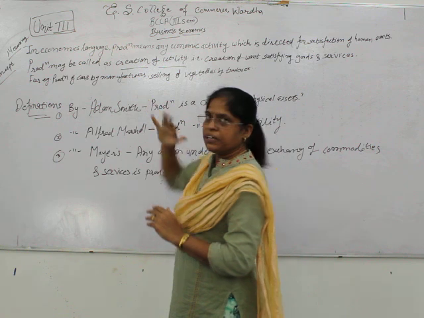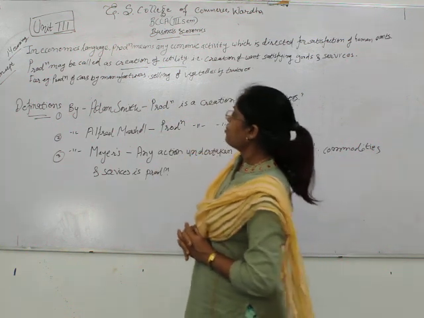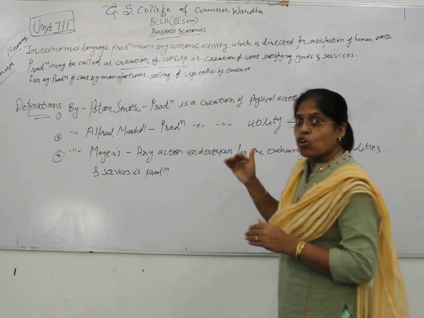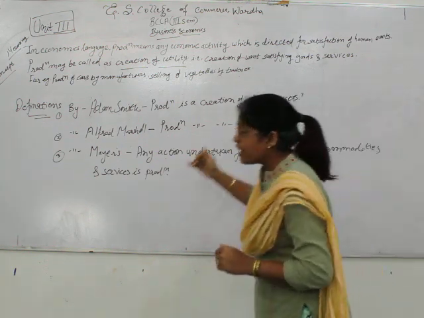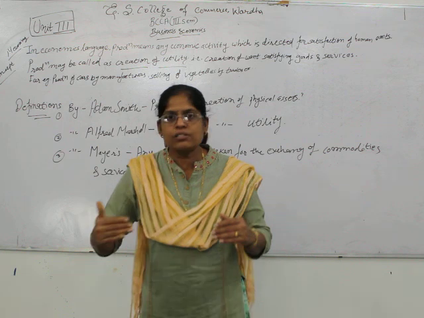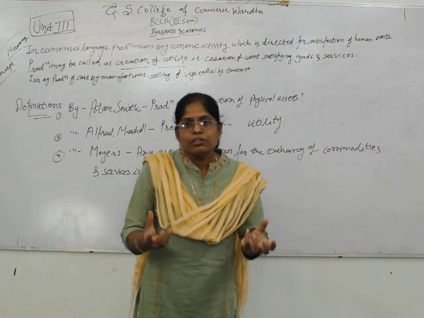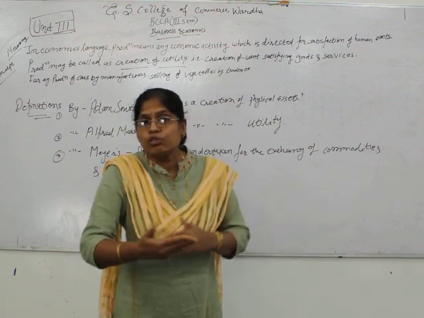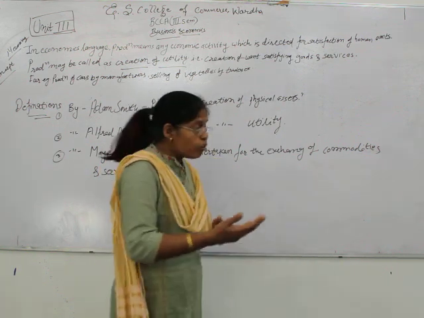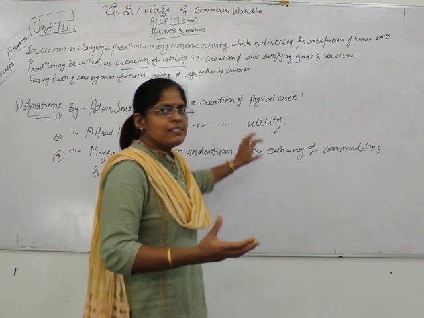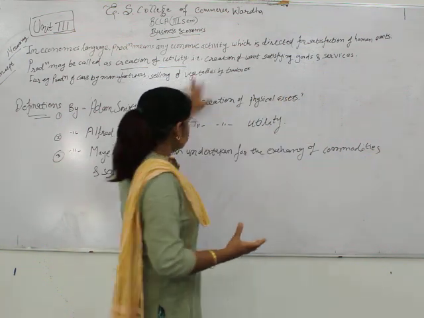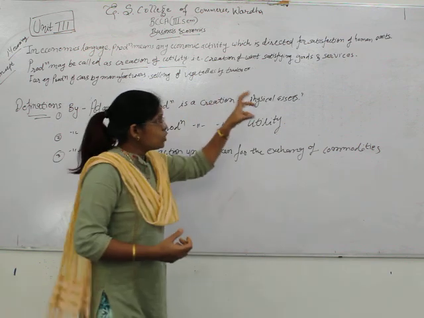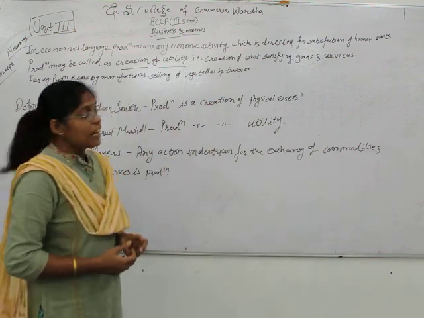Then coming to the typical definition of production. In the second line, production may be called a creation of utility, that is, creation of want satisfying goods and services. Once the goods are produced, then these goods are sold in the market. This is called the exchange of goods and services, exchange of commodities and services. All these things are the same. So production may be called a creation of utility, that is, creation of want satisfying goods and services.